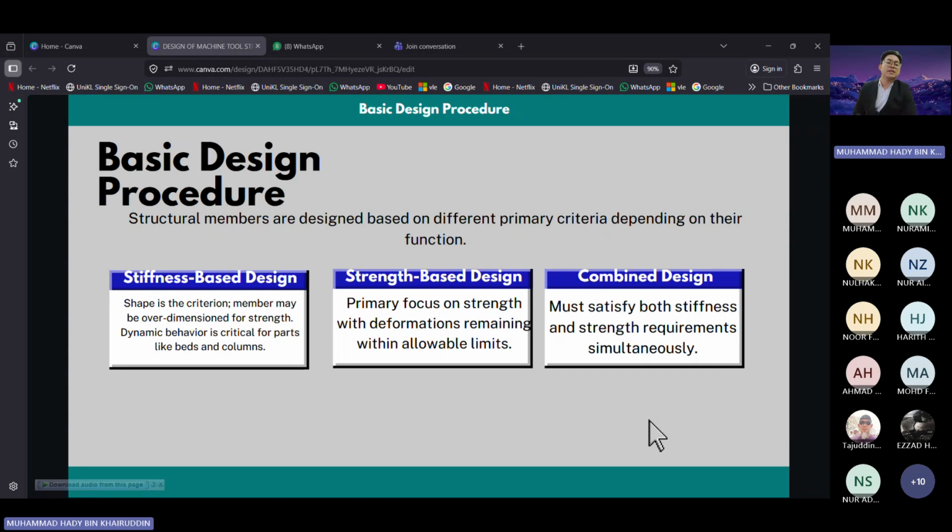We also focus heavily on dynamic behavior, ensuring that the bed doesn't just hold the weight, but also absorbs the vibration from the cutting process.